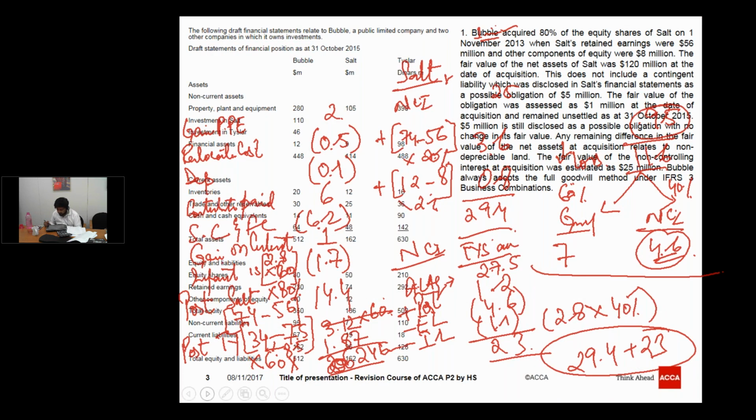Here in this slide you can see that the retained earnings of the Salt at the reporting date is 74, and at the date of acquisition it was actually 56. So this is how we have calculated the post-acquisition profit of the Salt. So the retained earnings at the reporting from the balance sheet minus the retained earnings at acquisition, and the incremental profit of the subsidiary Salt should be distributed between the group and NCI in the ratio of 80 and 20.